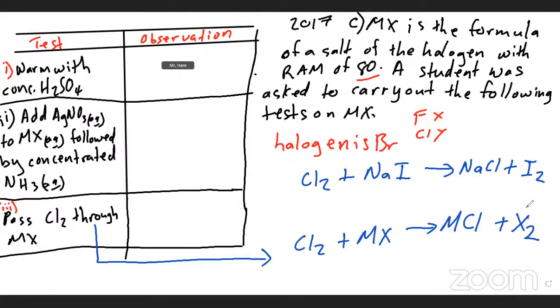And since X is bromine, what is the color of bromine? Red brown. So we expect a red brown color.